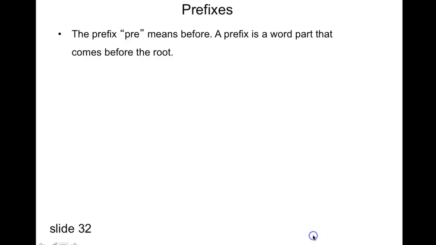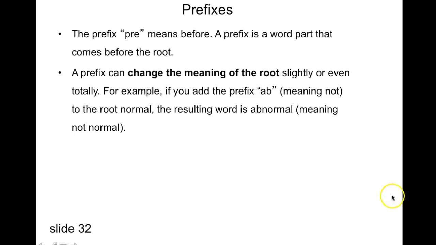Prefixes have a special role in word construction. The word pre means before, so a prefix is a word part that comes before the root word. A prefix can change the meaning of the root, and it usually does. For example, if you add the prefix ab, meaning not, to the root word normal, the resulting word is abnormal, which means not normal. Almost always, prefixes seem to change the meaning of the word.